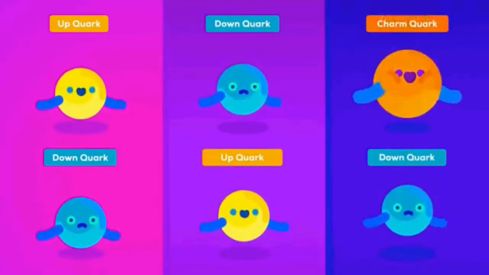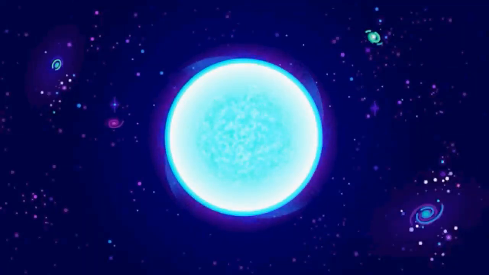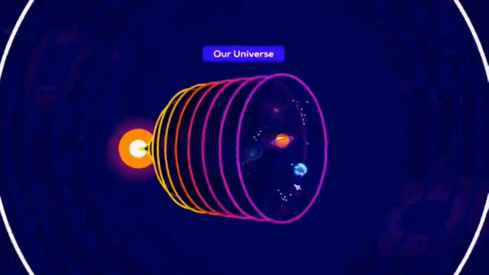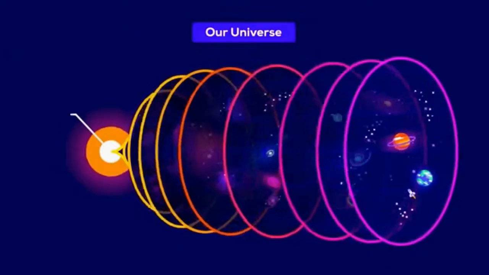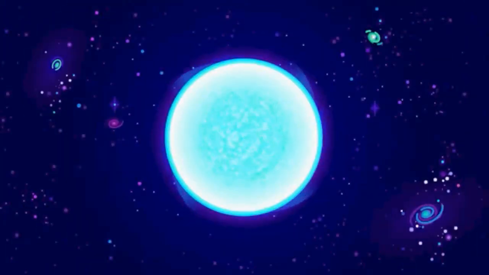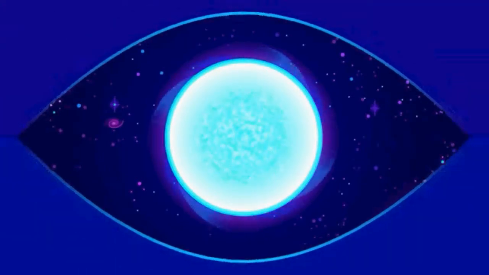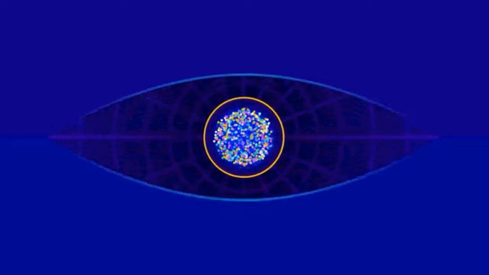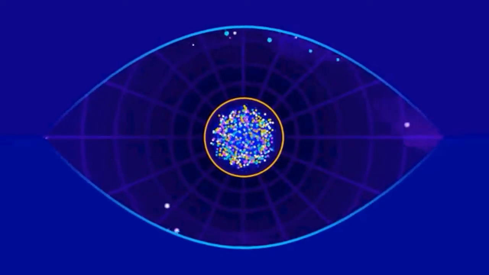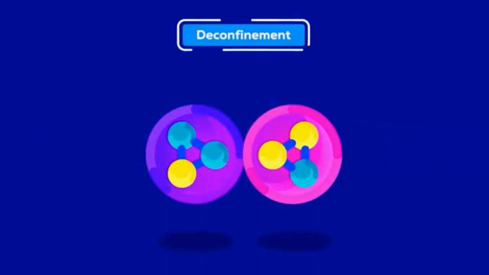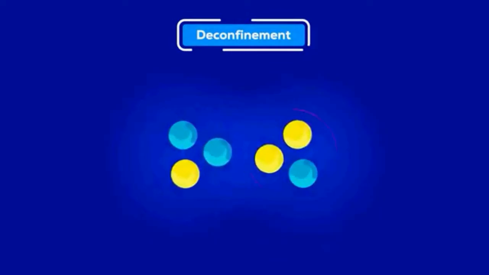But this may be different inside neutron stars. The forces operating in their cores are so extreme that they are actually similar to the universe shortly after the Big Bang. Neutron star cores are like fossils, which can let us peer back in time to the beginning of everything. So learning how quarks behave inside a neutron star is a way of understanding the very nature of the universe itself. One hypothesis is that inside a neutron star core, protons and neutrons deconfine.